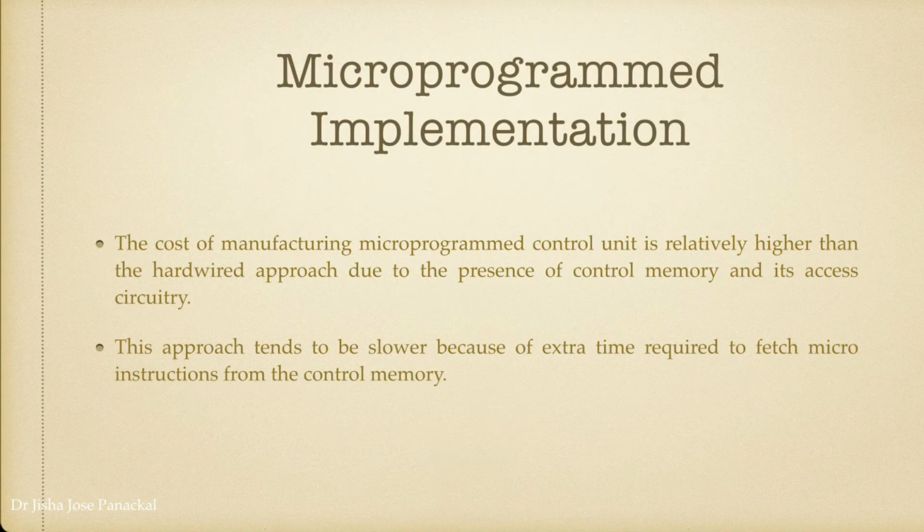Now let's see the nature of this type of implementation. The cost of manufacturing a microprogram control unit is relatively higher than the hardware approach due to the presence of control memory and its access circuitry. So the initial implementation of the microprogrammed control unit is more expensive than the hardware implementation. This approach tends to be slower because of the extra time required to fetch micro instructions from the control memory. Otherwise, we can do any changes easily. That is the main advantage of this type of implementation.